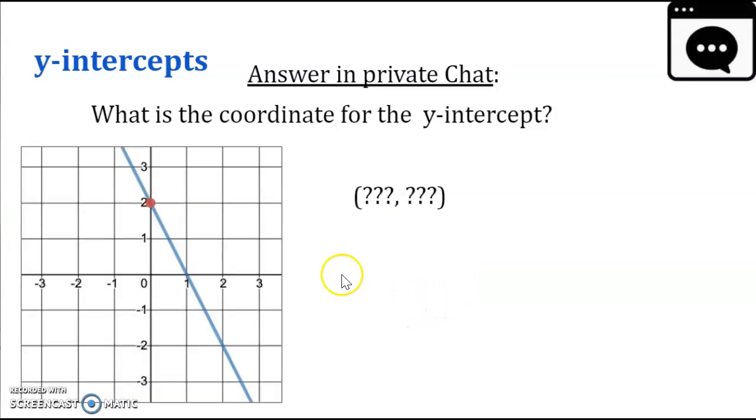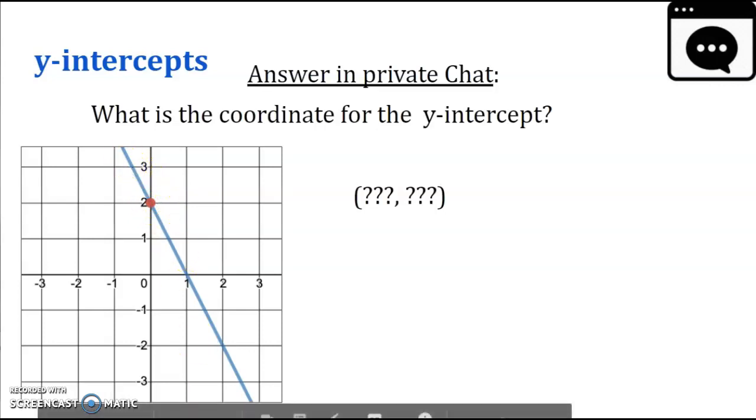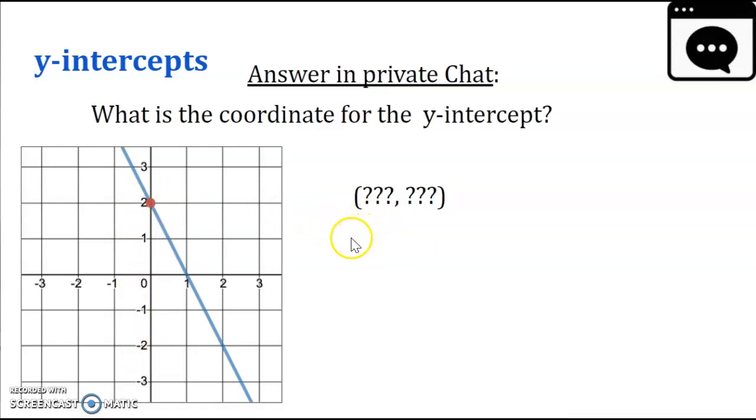Okay, this time you're going to tell me the coordinate of the y-intercept. I hope now you see that this red dot represents the y-intercept because the graph, the blue line, is intersecting or crossing the y-axis. This is my y-axis. So what is the coordinate of this red dot? Okay, please pause the video and see if you can figure it out. Okay, so it's (0, 2).